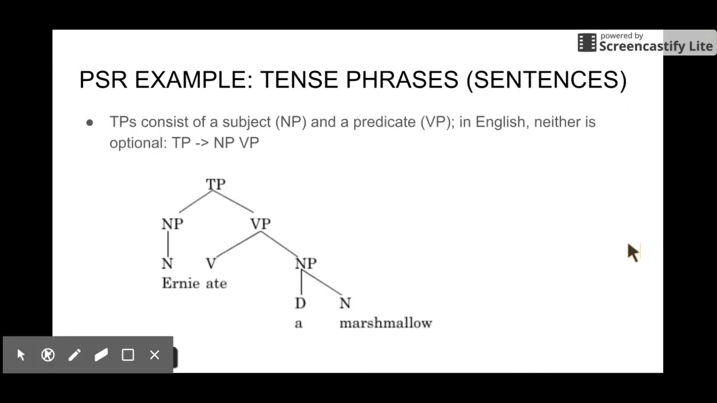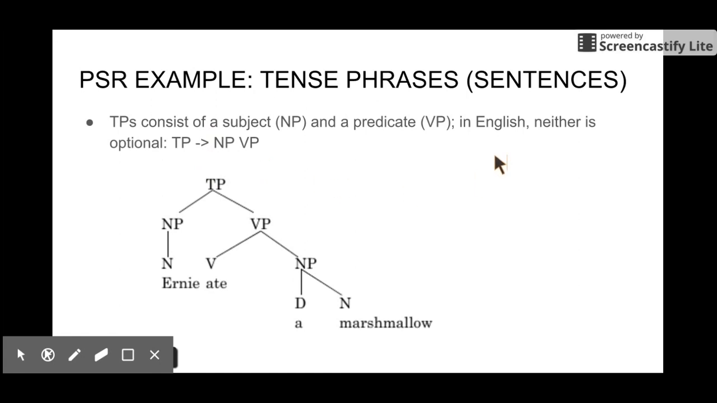Okay, now let's talk about sentences, or you can call them tense phrases. Actually, last time in the previous lecture, we tried to define sentences using our intuition. Now we can have a formal definition for sentences. In other words, sentences are TP, tense phrases. And what is a tense phrase? A tense phrase consists of two elements, an NP and a VP.